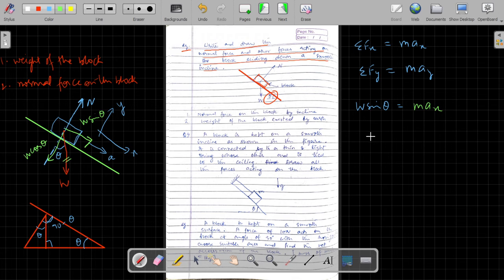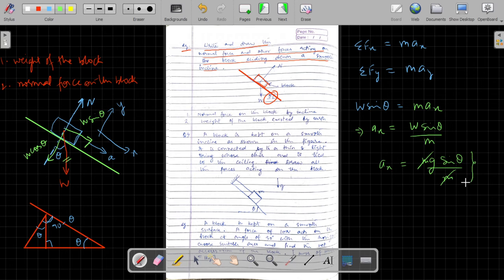And similarly, from this we can say that the acceleration along the x-axis is simply the weight of the block sine theta divided by mass. Weight of the block can be written as mg, so mg sine theta divided by the mass. So this gives us the acceleration of the block along the incline.